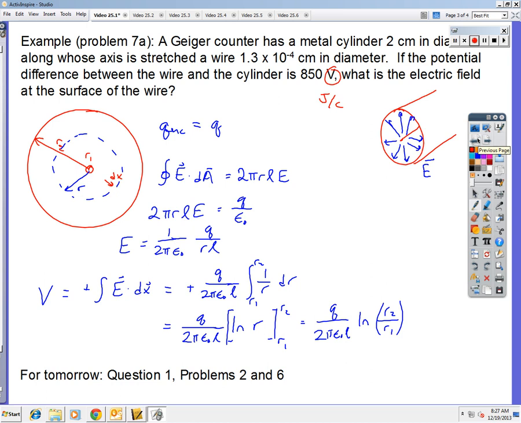For tomorrow, I'm going to check question 1, also problems 2 and 6. Be reassured they are not as tricky as problem 7.